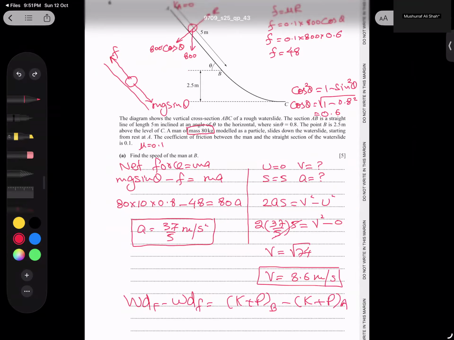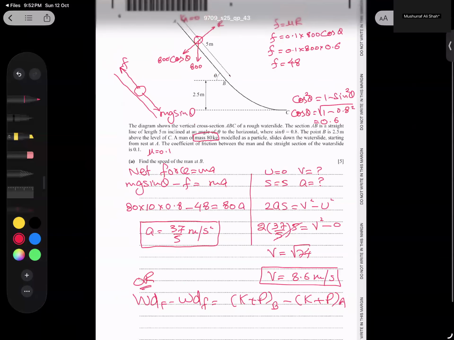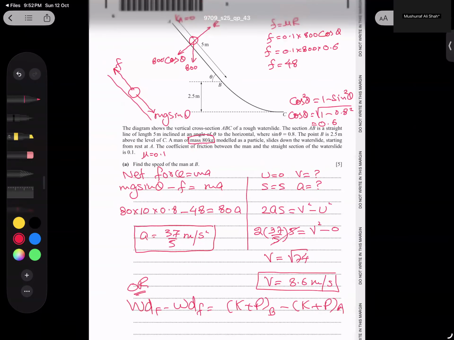And for the friction force, you have 48 into 5, and you get the work done by friction force. And this is 0. Why? Because it's sliding down due to its own weight. So is a second option available? Okay, Alhamdulillah, I hope so. The concept is clear, and part A is over. So let's go for part B.